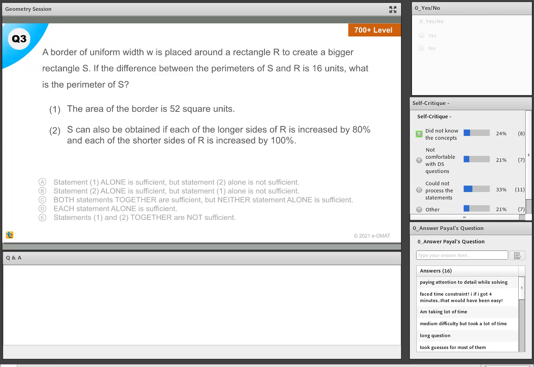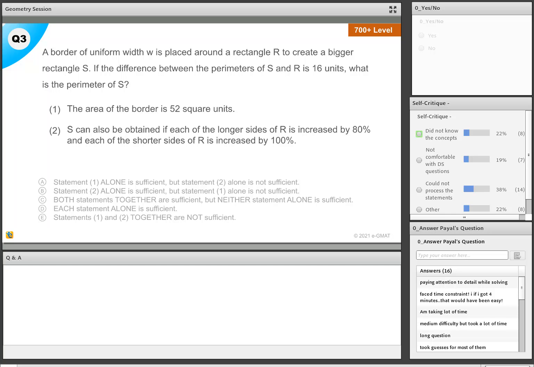So very important thing here, that could not process the statements, is that then linked to your ability in geometry, or what is it that you need to do in order to be able to process the statements? What skills do we need to build? Okay, so that's something which we're going to talk about. Then there are folks who are saying that they were not comfortable with the whole context of data sufficiency questions. That is also a very solvable problem. We are going to talk about how to solve that problem. Did not know the concepts, absolutely valid. Next, you're going to get feedback on your conceptual understanding.